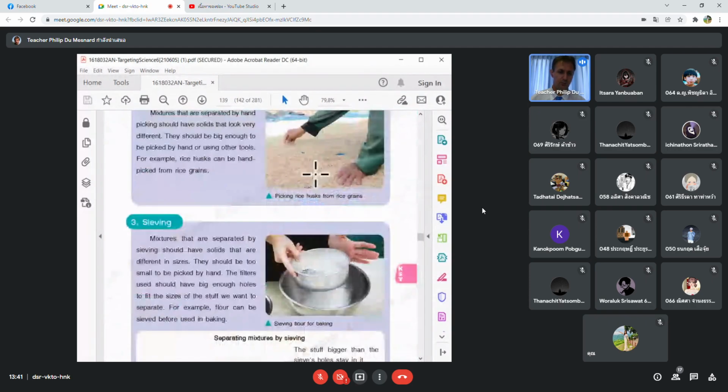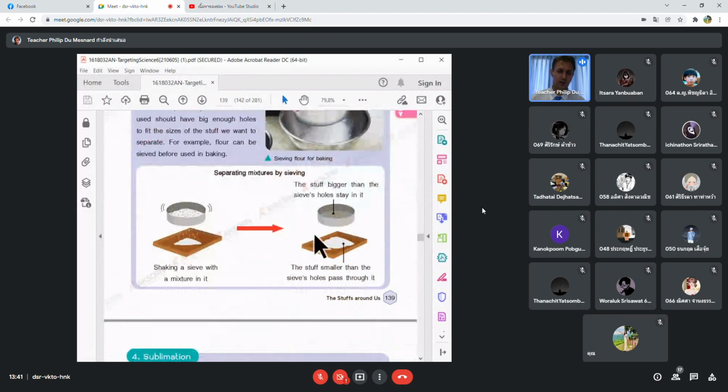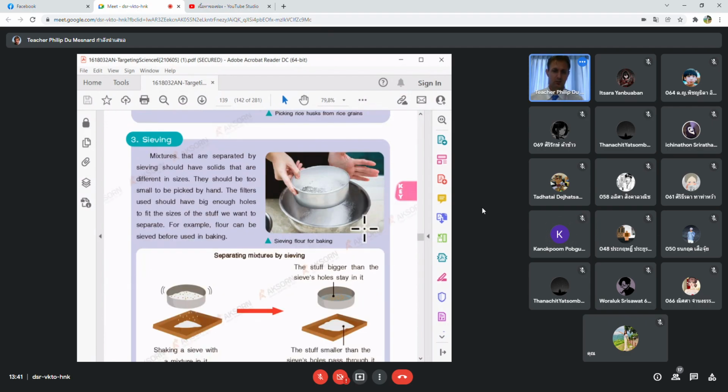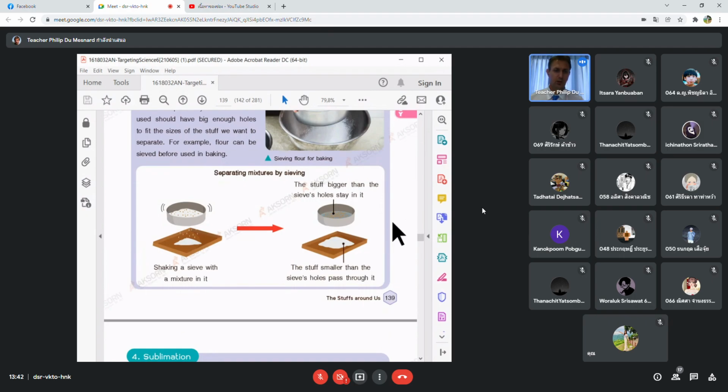It has hand picking and sieving. You must study this page. So 139 also, I make the star. Okay, so in your book, you can make the star for page 139. Class, are your books open? Yes. Good. Okay, good. So page 139 is the important page.